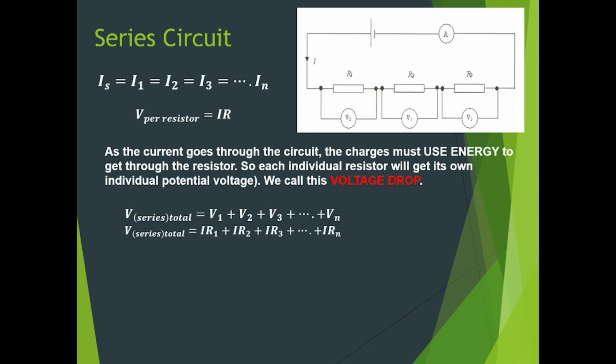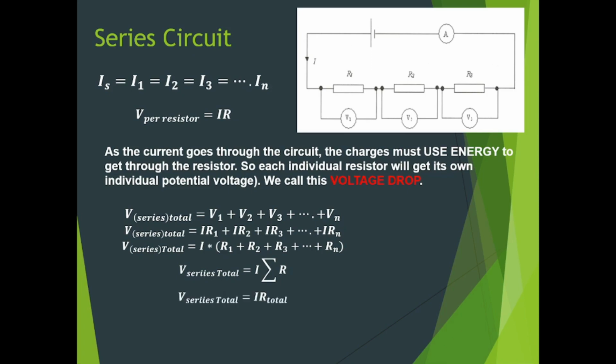This is also equal to V sub t equals I times R sub 1, plus I times R sub 2, plus I times R sub 3, and so on and so forth. We know that we have a constant current flowing in a series circuit, and therefore we can factor it out. We will have V sub t equals I times the quantity R sub 1 plus R sub 2 plus R sub 3, and so on and so forth. We have the formula for the total voltage in a series circuit is equal to I times the summation of all the resistance, or I times R total. We also found out that the total resistance in a series circuit is equal to the sum of the individual resistances present in the circuit.